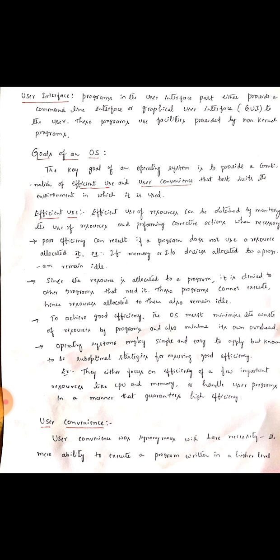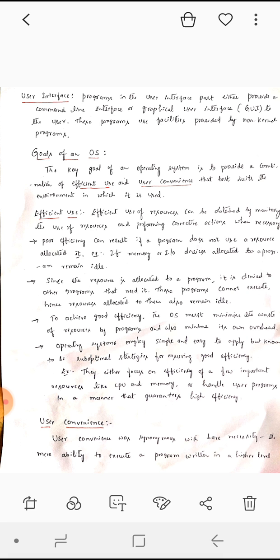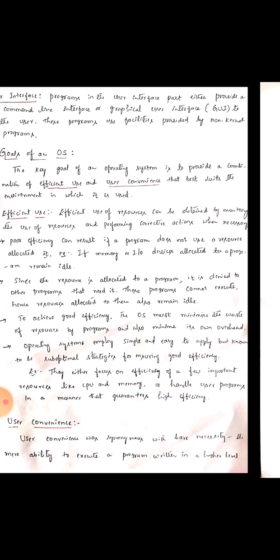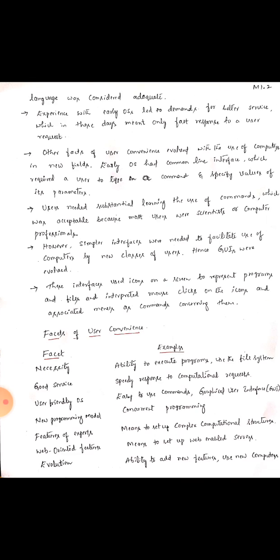The second one is user convenience. Everyone of course uses the computer, and one thing we look at is how convenient or how easy it is to learn. So we want things to be easy. When we say user convenience, it is like the mere ability to execute a program written in a high level language.